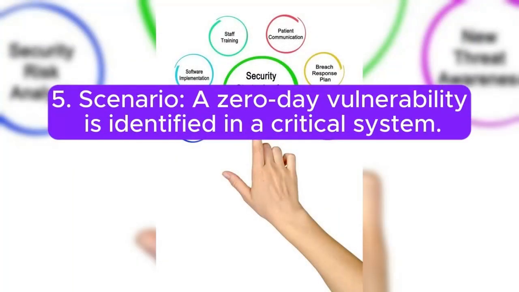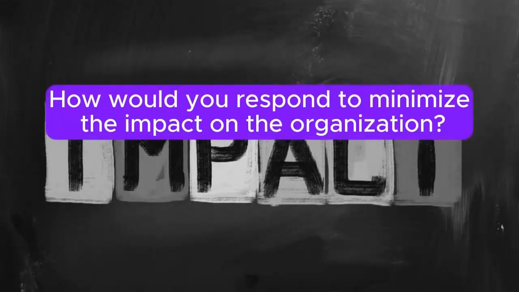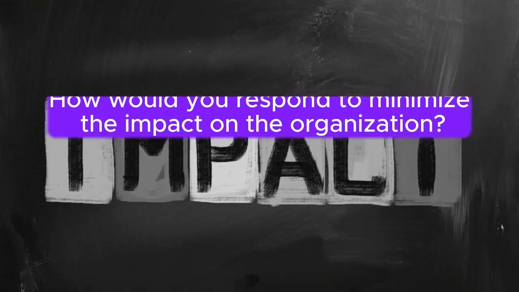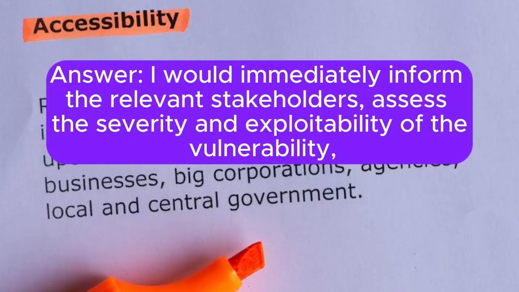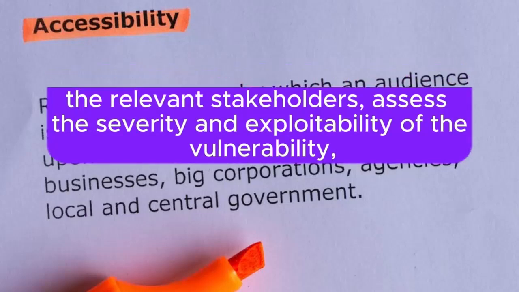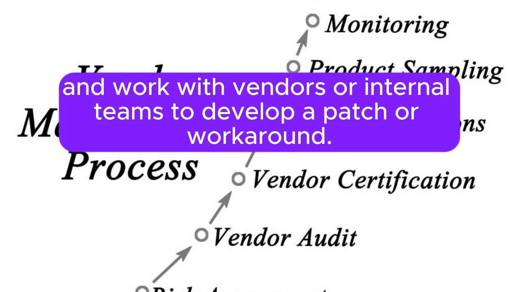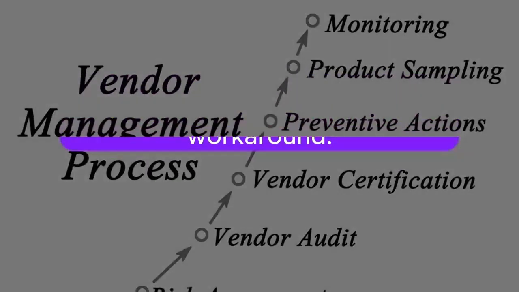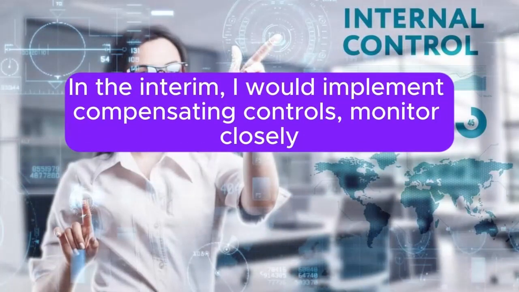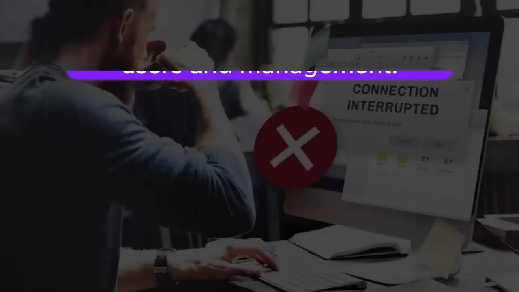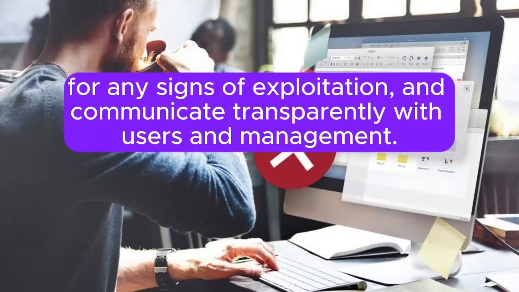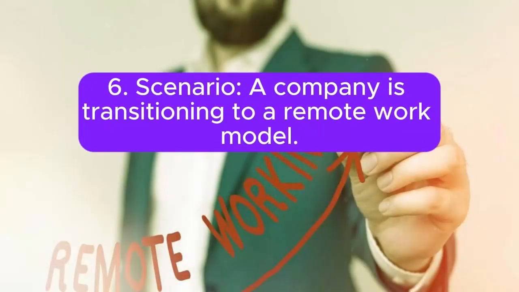5. Scenario: a zero-day vulnerability is identified in a critical system. How would you respond to minimize the impact on the organization? Answer: I would immediately inform the relevant stakeholders, assess the severity and exploitability of the vulnerability, and work with vendors or internal teams to develop a patch or workaround. In the interim, I would implement compensating controls, monitor closely for any signs of exploitation, and communicate transparently with users and management.